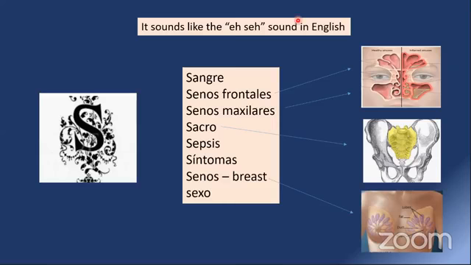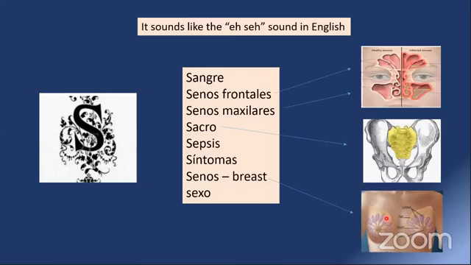Let's learn a few things here. Sangre. Sangre means blood. Oh, there is a lot of blood in here. Hay mucha sangre. Senos. Senos frontales, the frontal sinuses, senos maxilares, the maxillary sinuses. So we know what is senos, but also senos means breast.